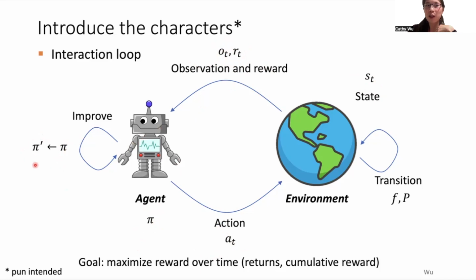Pi prime often denotes an update to the policy pi. And then we'll denote the transition in one of two ways. It can either be denoted in terms of a transition function, which would take in a state and action and give the next state, or a probability function, a probability matrix, which will take in a state and action and give the probability of transitioning to a new state. So it's like a cube.